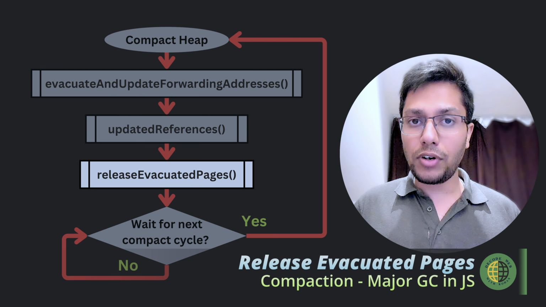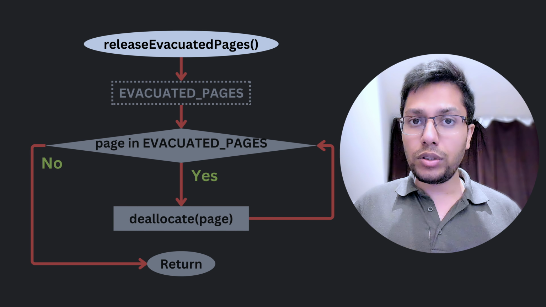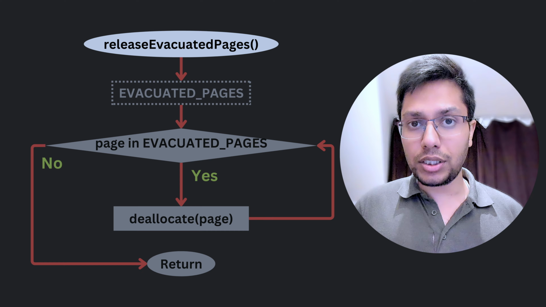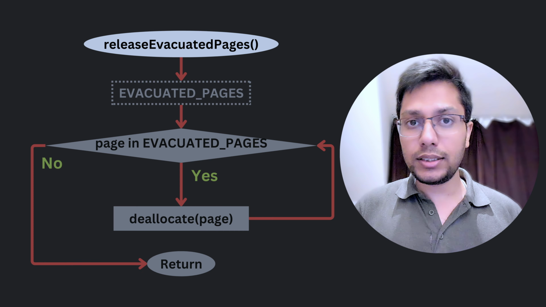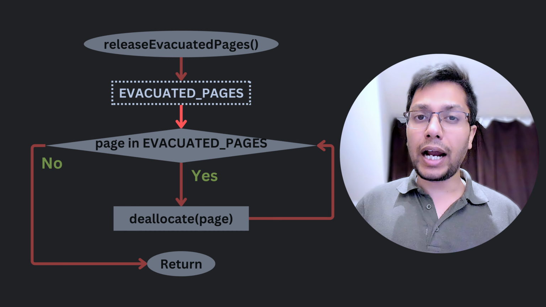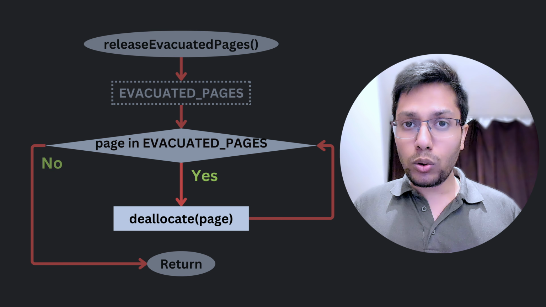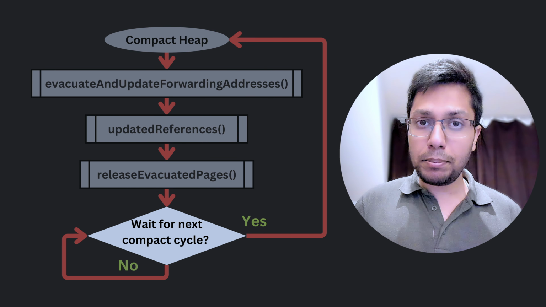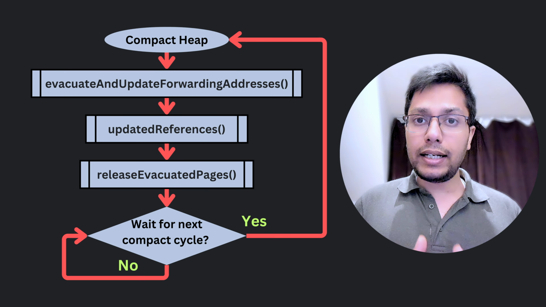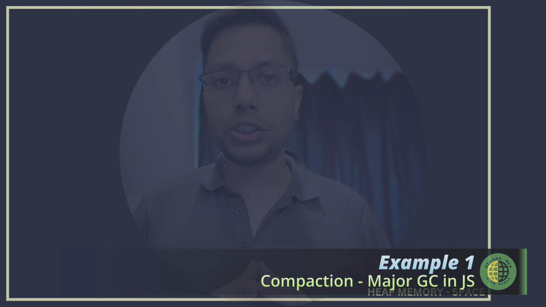After that, the last function, release evacuated pages, is called, whose purpose is to release all the evacuated pages, which we can now safely consider as empty, back to the operating system. So in the function, we iterate through the pages in the evacuated pages list and deallocate them one by one. So finally, after this is done, the main process can then resume, and it will wait for the next compaction cycle. Let's visualize the compaction process with an example.